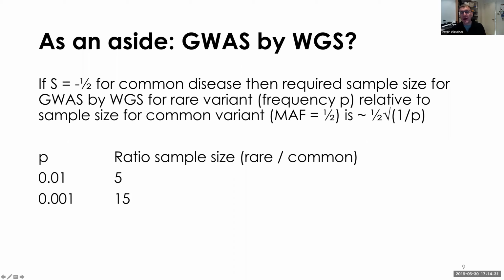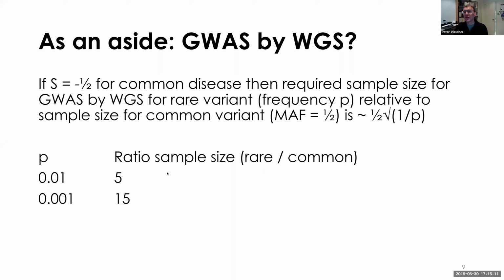And although rare variants have bigger effects, the relationship is not so strong that it compensates for the fact that those variants are rare in the population. And it's the combination of frequency and effect size that determines statistical power. So everything else being the same, to detect a rare variant with a frequency of 1%, for example, we would need 5 times the sample size compared to the common variant, and even more disproportionately larger sample size for very rare variants.